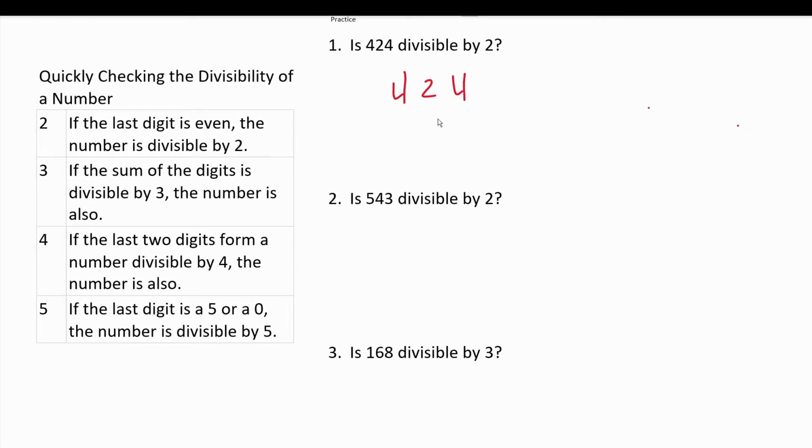Is 424 divisible by 2? Well, according to this, we look at the last digit, which is right here. It's 4. And since 4 is even, we'll say that yes, 424 is divisible by 2.